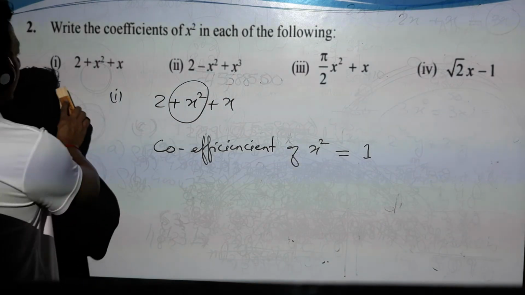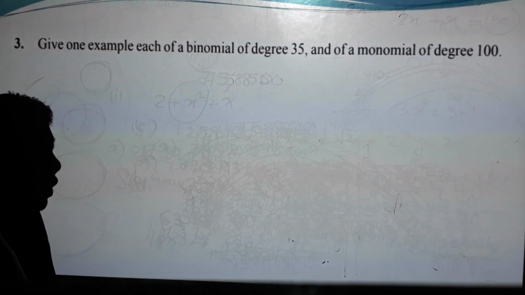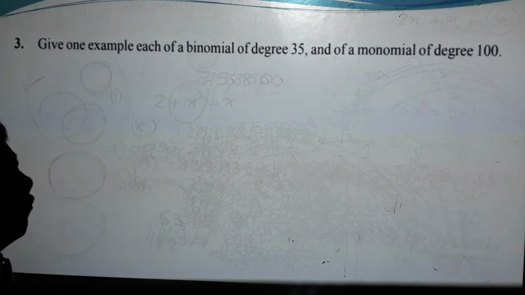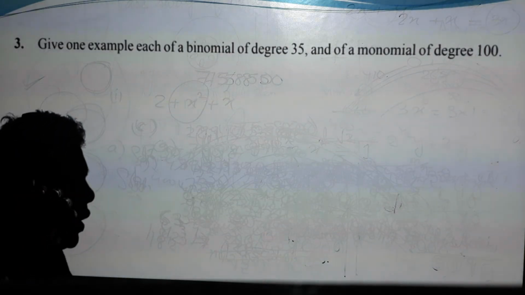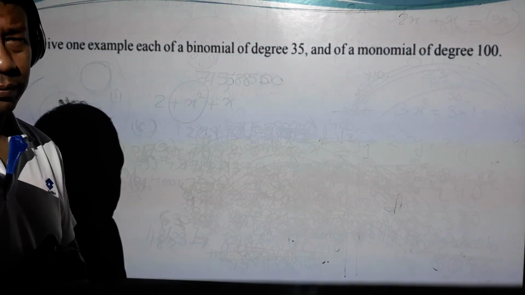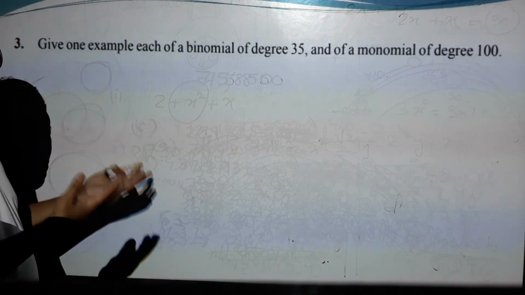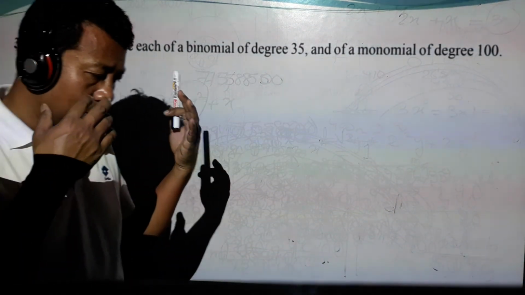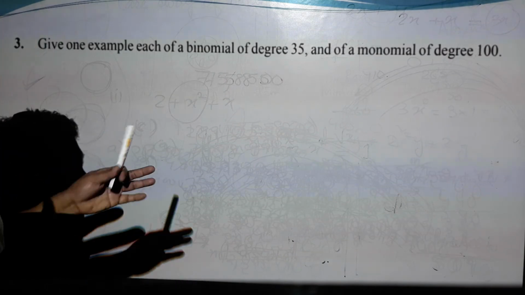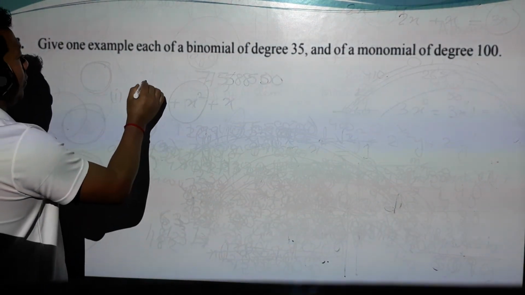Let's see the next question. Here you are going to give one example of a binomial of degree 35 and a monomial of degree 100. You can have infinite numbers of polynomials of this type. So the answer I have given you may not be the same as you think. You may have different examples.